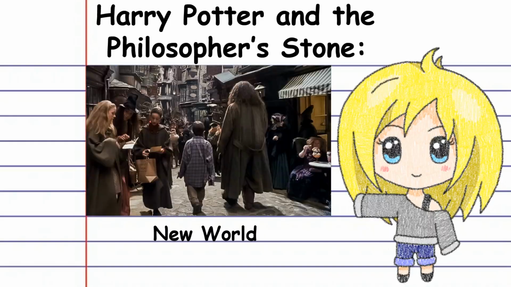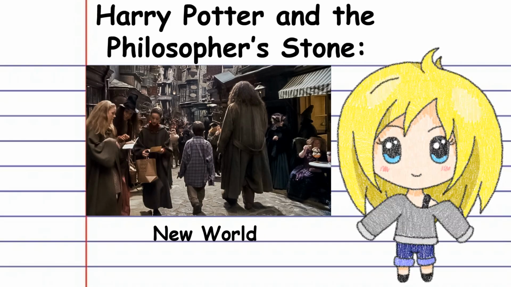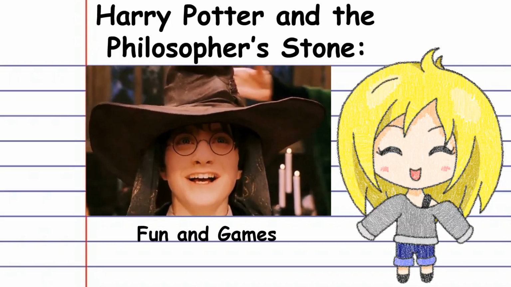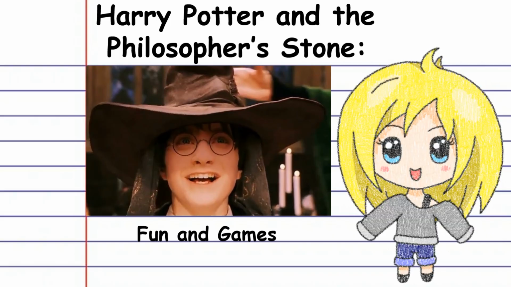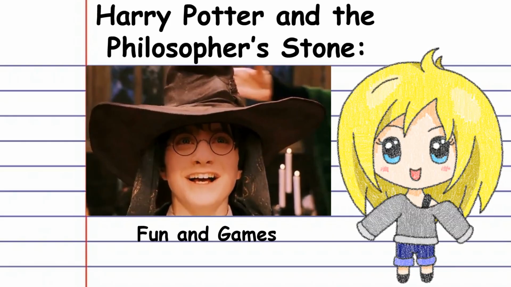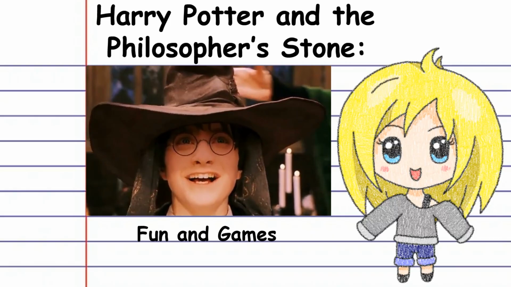Then we get to the new world. Harry explores Diagon Alley and buys all the supplies he needs for his new school. We have some fun and games. He meets some new friends on the Hogwarts Express. He gets sorted into Gryffindor House, and for the first time, instead of being mistreated and looked down upon, Harry finds that people at his new school actually like and accept him for who he is.